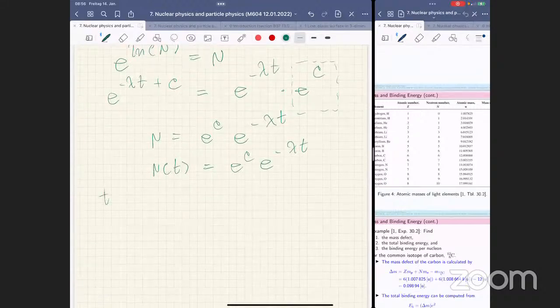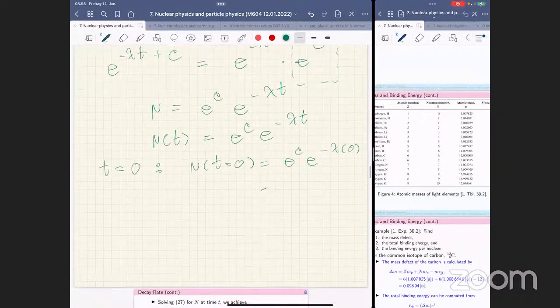Once we take a look at time 0, N at time 0 will be exponential c and exponential of lambda times 0 right here. And as you know, any base to the power of 0 is going to bring you to the number 1 only. And that's why you have exponential c and the number 1, right? And you're going to get exponential c only.